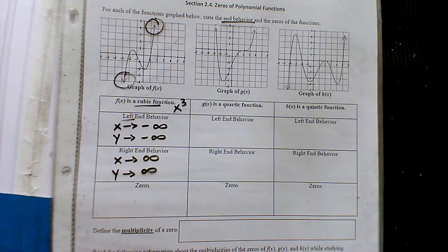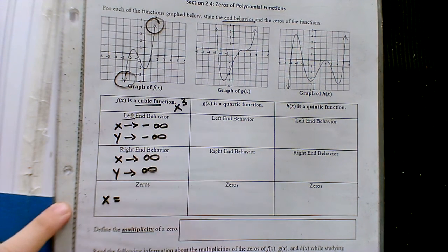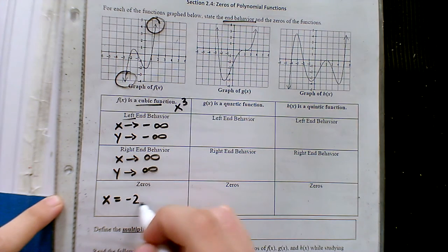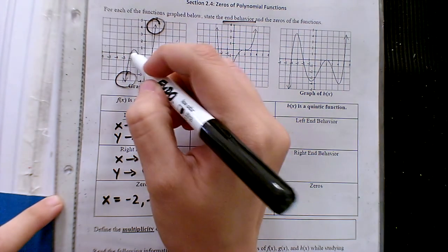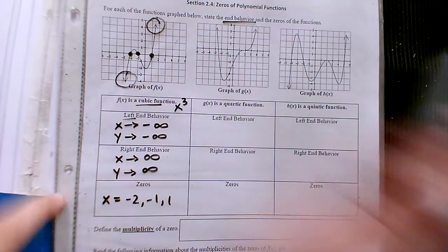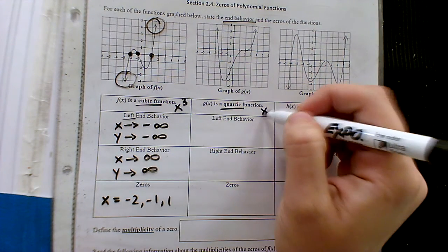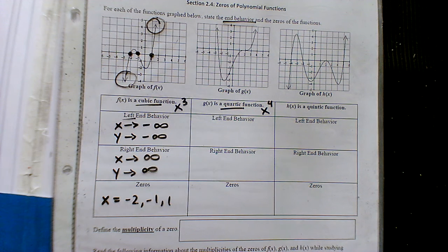Just for practice, can we find the zeros or x-intercepts of that graph? Good, Eli? -2, -1, and 1. Good. All right, let's try our next graph. G of x, they tell us, is quartic, like quarter. We're going to have a power of 4 as the highest power.